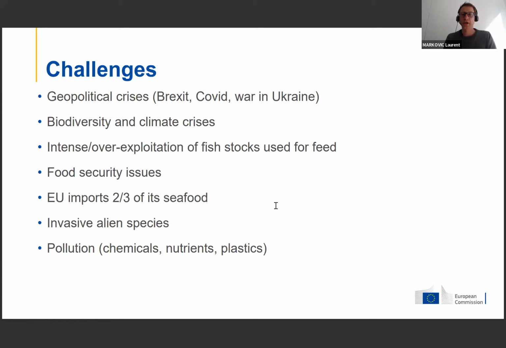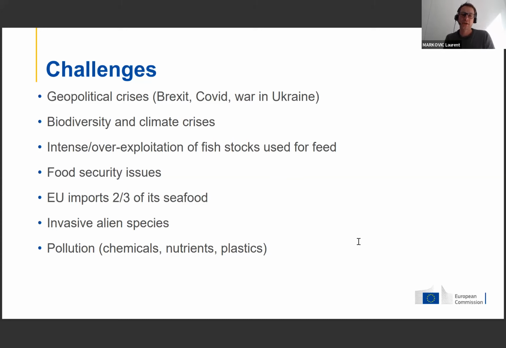For marine aquaculture, you obviously need protein. A lot of it is derived from fish stocks in the wild, which is used for feed. So if aquaculture is set to increase further, you probably need to find alternative sources of protein and feed.